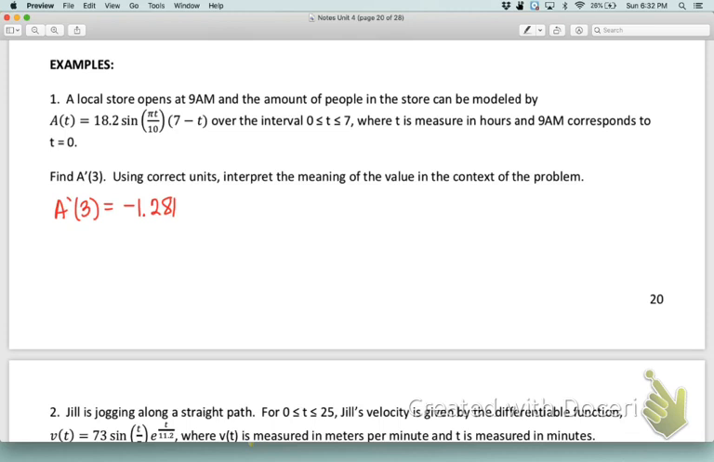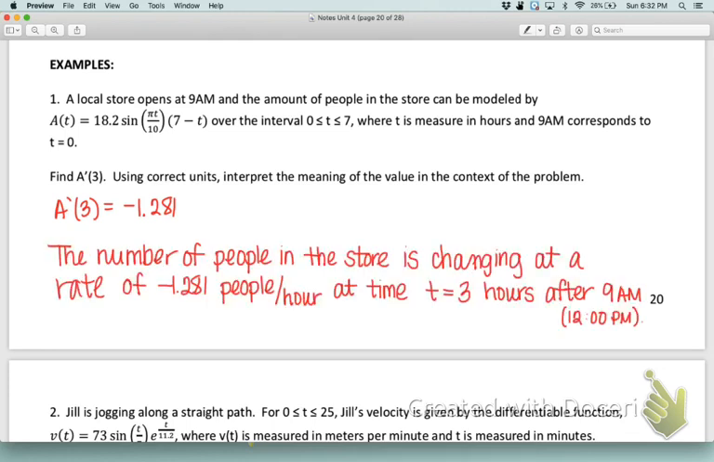So if A of t represents the number of people in the store, then A prime of t represents the rate of change of people in the store. And so at time t equals 3, if 9 a.m. is t equals 0, then t equals 3 would be 12 p.m., noon. So here's the sentence that I would write to interpret this derivative. The number of people in the store is changing at a rate of negative 1.281 people per hour at time t equals 3 hours after 9 a.m.